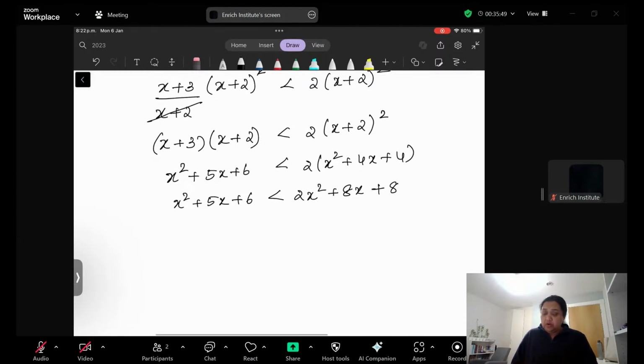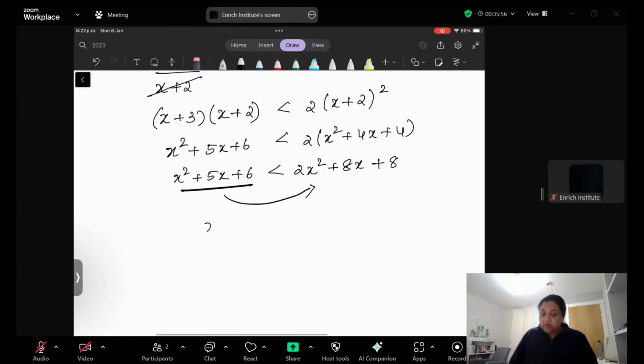I am going to bring everything to the right hand side just because I like to work with positive numbers. So I'm going to write it as 2x square minus x square, which is x square, then 8x minus 5x will be 3x, then 8 minus 6 will be 2, is greater than 0, because I'm just going to bring it that side. But if you bring it to the left hand side, it will be a negative number, and when you multiply by the negative number, the sign has to change. I've just bypassed 2 steps here.